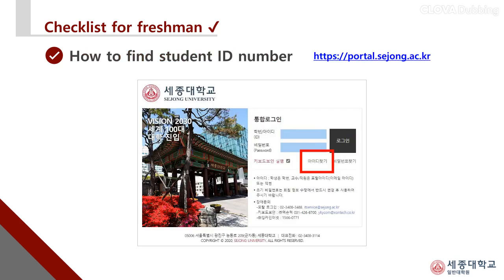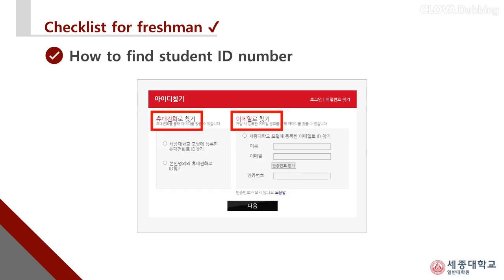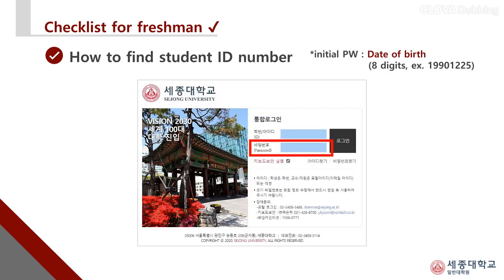Next, let's look at how to find your student ID number. Most of you probably already know your student ID, but here's how to find it just in case you've forgotten. Go to the Sejong University portal and click on Find ID, and enter your full name and the 6 digits of your date of birth. After entering the required information and clicking Next, you'll see options to get your ID through your phone or email. You'll get a verification code by text or email, and once you enter that, you'll be able to see your student ID number. After you find your student ID, remember that your initial portal password is your full date of birth in an 8-digit format.